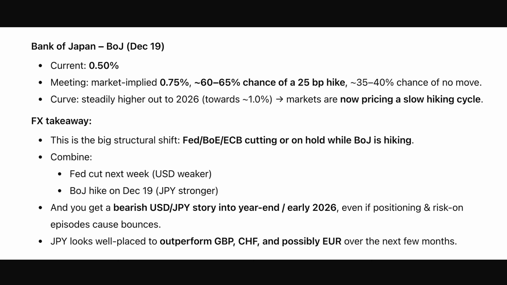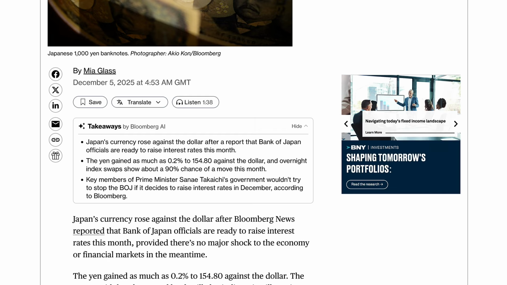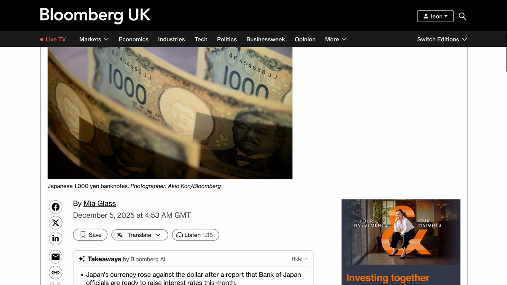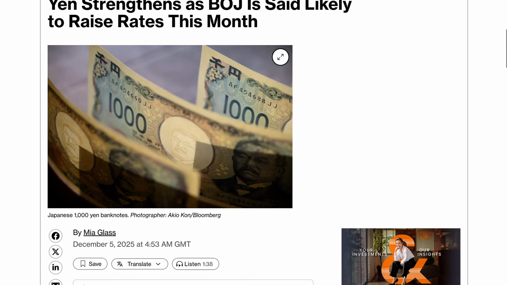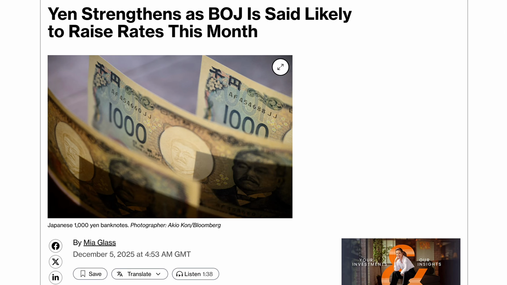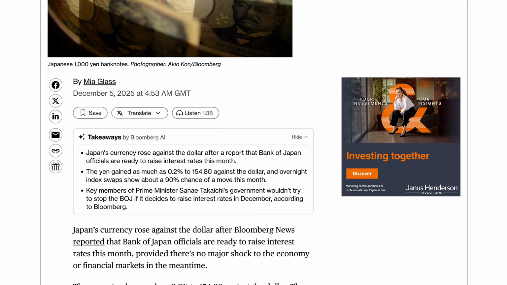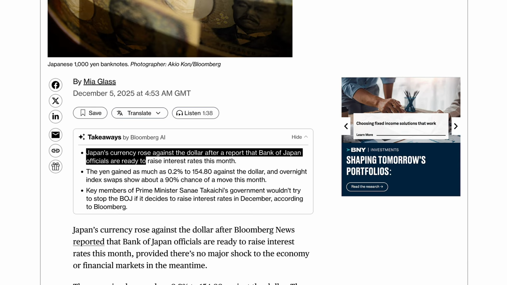But again, based on monetary policy you would think so, but the only thing really hurting the yen is the fiscal policies. And here was an article. It says here yen strengthens as Bank of Japan is likely to raise rates this month. And on the morning of the 5th of December, which was the Friday, the yen did strengthen quite a bit. It says Japan's currency rose against the dollar after reports that Bank of Japan officials are ready to raise interest rates this month.